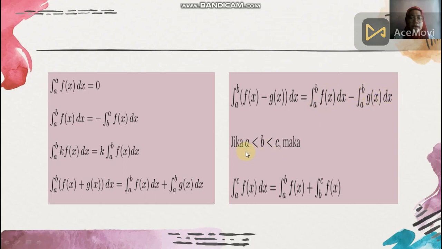If a is less than b, and b is less than c, then the integral from a to c of f(x) is equal to the integral from a to b of f(x) plus the integral from b to c of f(x).